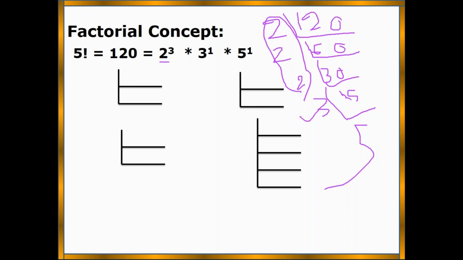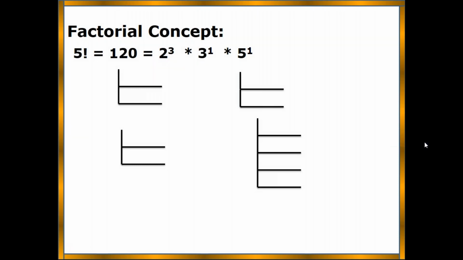Only one 3. That is 3 power 1. And only one 5. That is 5 power 1. This is the prime factorization of the given number. So the prime factorization of 120 is 2 power 3 into 3 power 1 into 5 power 1. We know the 5 factorial value, that is the reason we know how to find the prime factorization.